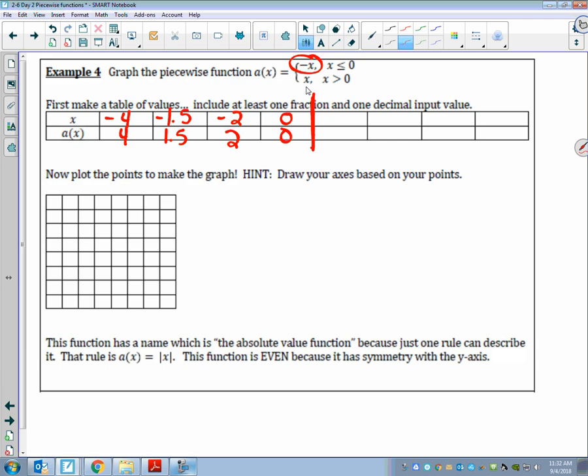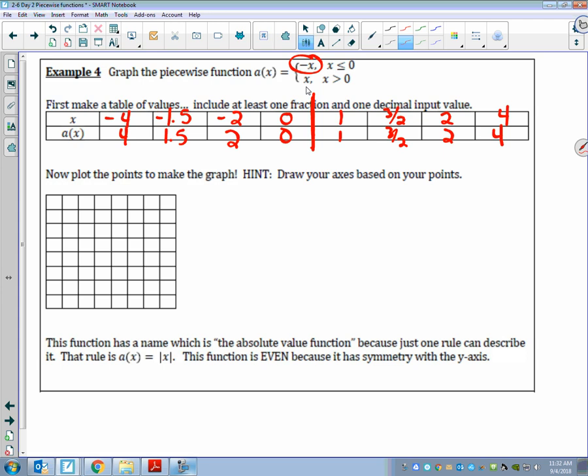And over here, let's pick numbers bigger than 0, like 1, and let's pick 3 over 2, which is 1.5. Let's pick 2, and let's pick 4. And on this one, it's just x. So whatever I plug in, I get the same thing back, right? So this would be 1, 3 halves, or 1.5, 2, and 4.